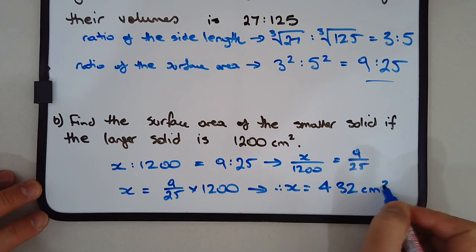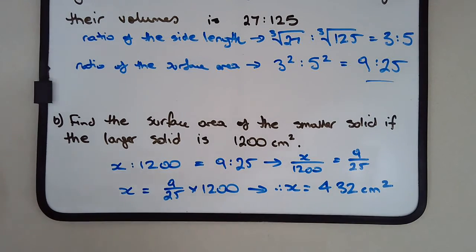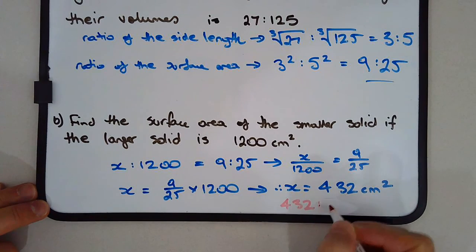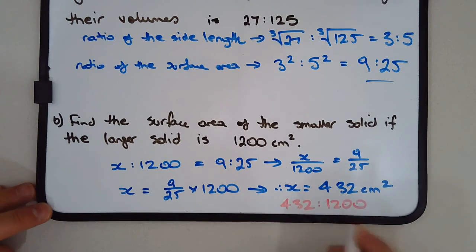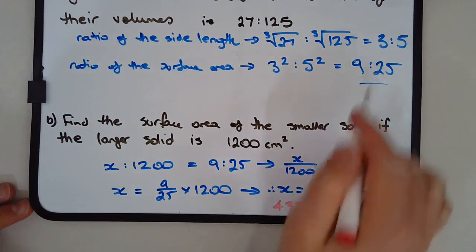432 square centimeters. Okay, so the ratio is, if I can write this up in a different color, just for your benefit, it's 432 to 1,200. And this ratio is equivalent to 9 to 25, which is what we found in part A.